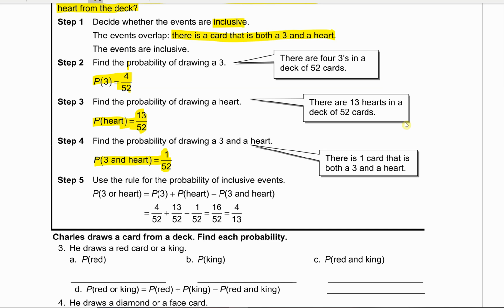Because they're already all the same denominators. And if we're adding and subtracting, we kind of want their denominator to be the same. So don't simplify if you don't have to. So here we're going to have 4 out of 52 plus 13 out of 52, and we're going to subtract the 1 out of 52. So you end up with 16 out of 52. Now we can reduce. It's 4 out of 13.